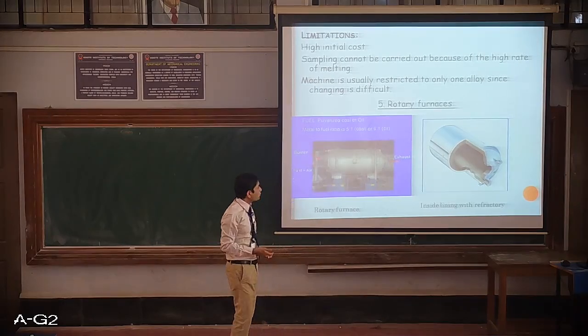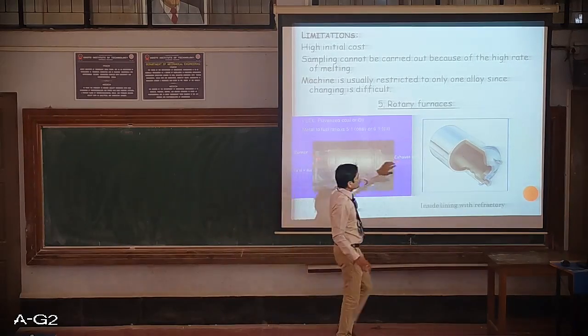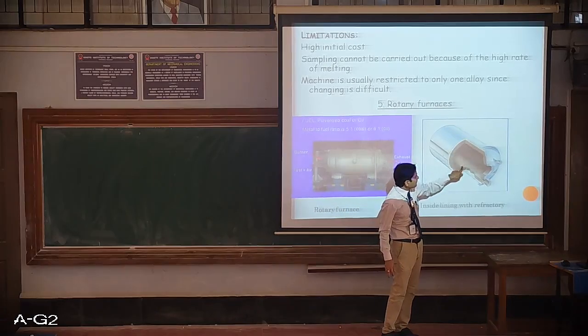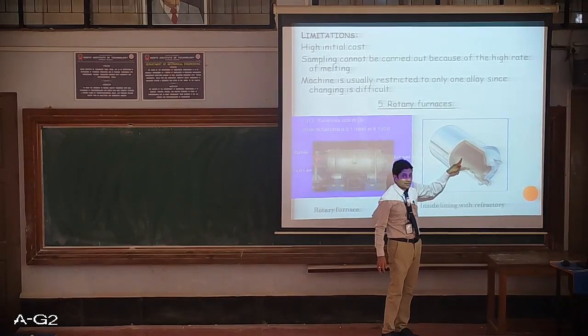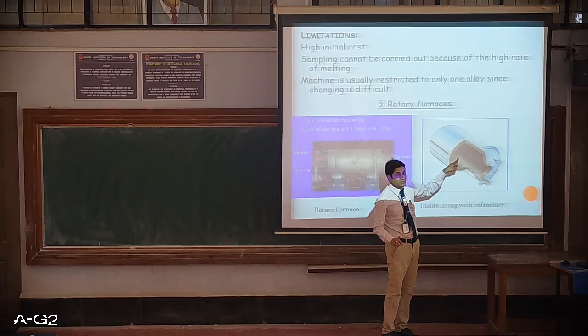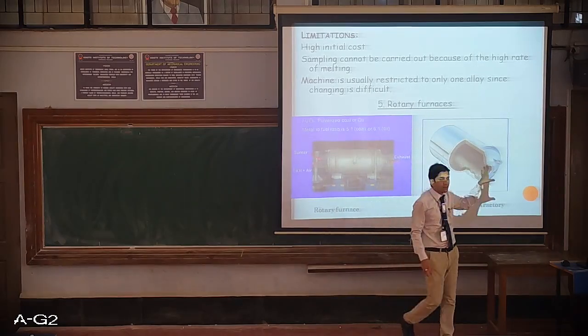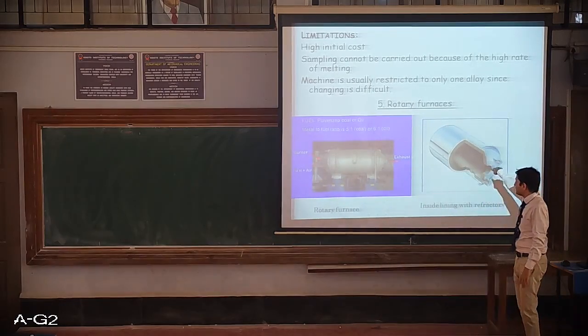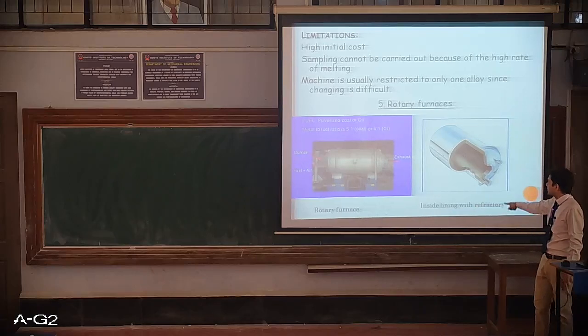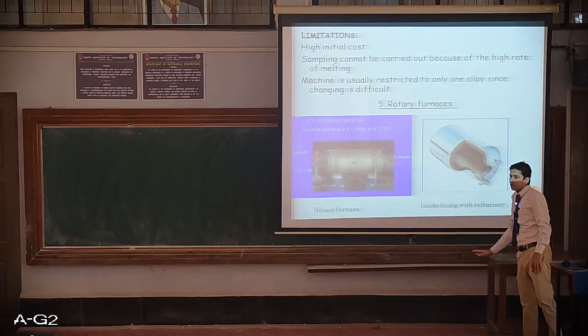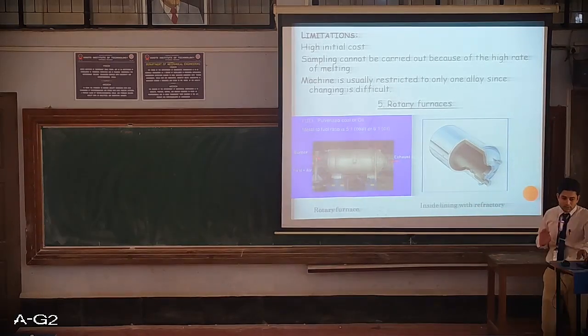So that's called a rotary furnace, and the inside layer of the rotary furnace will look something like this. The inside layer of that furnace is having a refractory lining. That's what I'm trying to depict here in this image. So the inside lining will be refractory. Of course, this is not there in the syllabus, I have put it here just to make you understand the different types of furnaces. Okay.